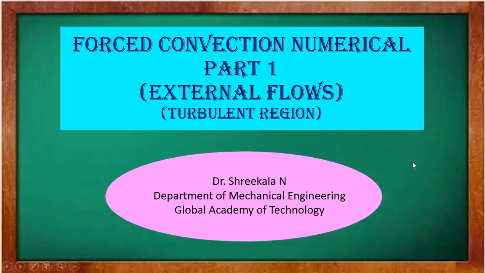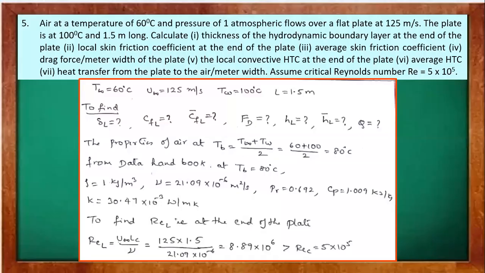Hello students. In this lecture, let us solve some of the forced convection problems on flow taking place over a flat plate, and that too in the turbulent region. Here, air at a temperature T infinity of 60 degrees is flowing over a flat plate at U infinity of 125 meters per second.